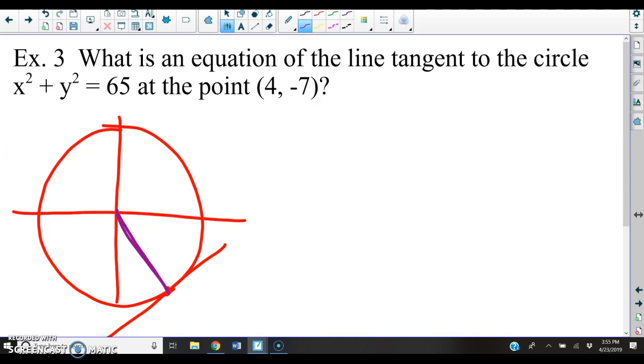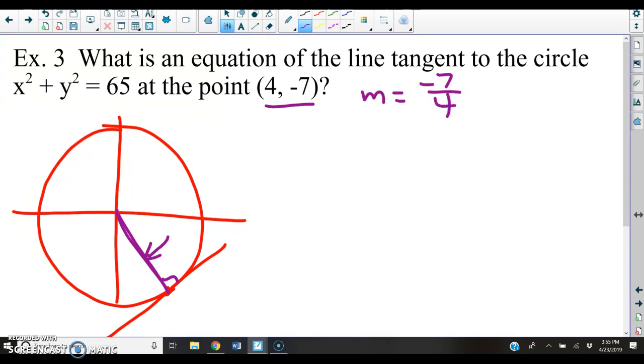Can I find the equation of that line? And remember also that it's perpendicular to the radius that meets it. Well, I do know I have this point. If I have the slope, then I can write the equation of the line. Well, the slope of this dark line here is simply rise, negative 7, over run 4.